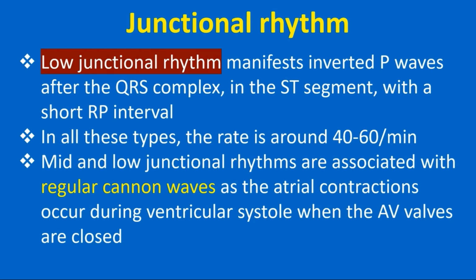Mid and low junctional rhythms are associated with regular Cannon waves, as the atrial contractions occur during ventricular systole when the AV valves are closed.